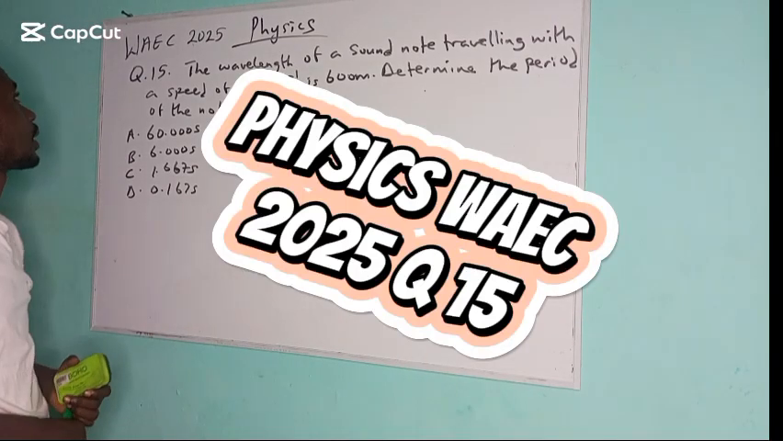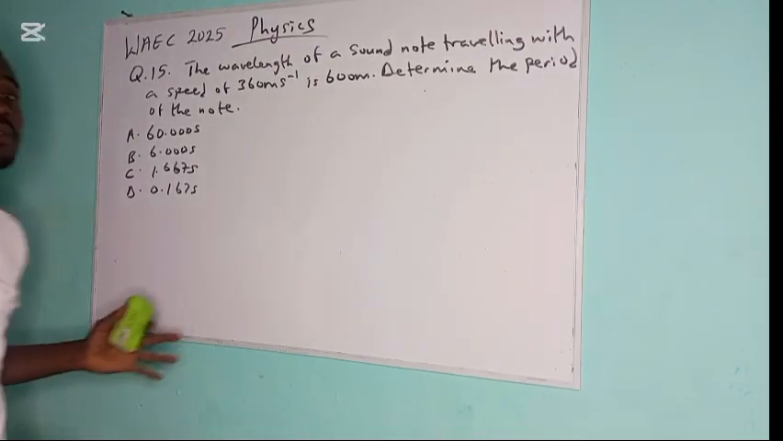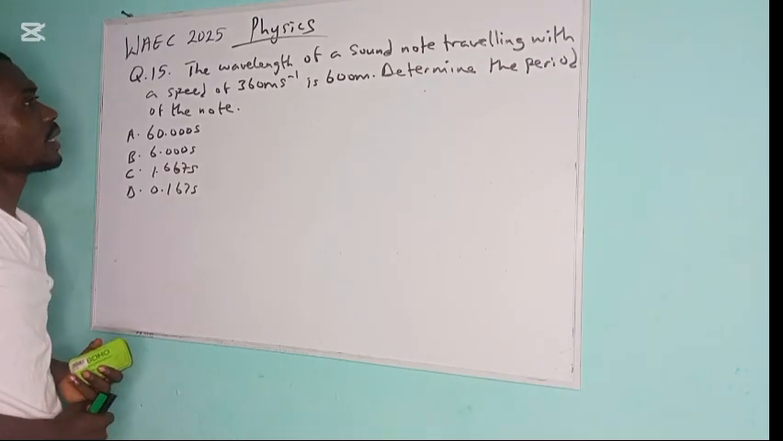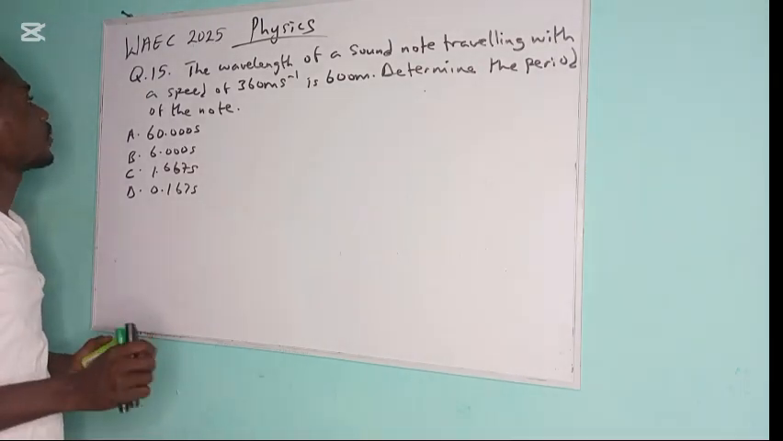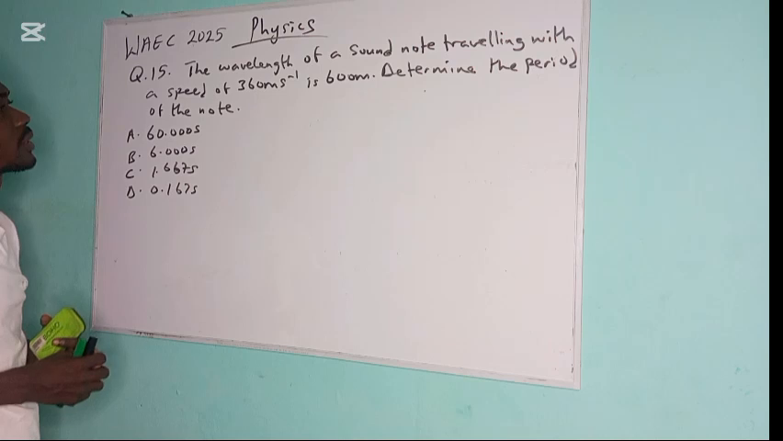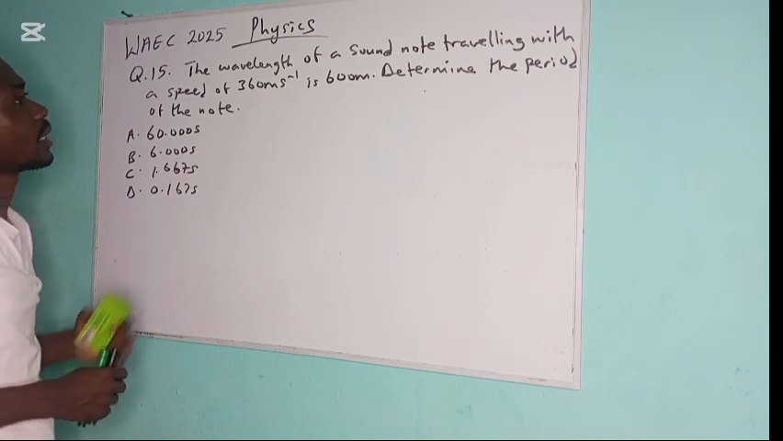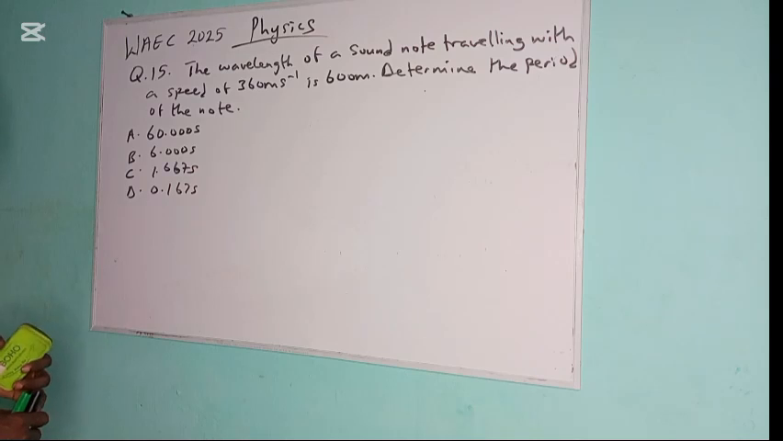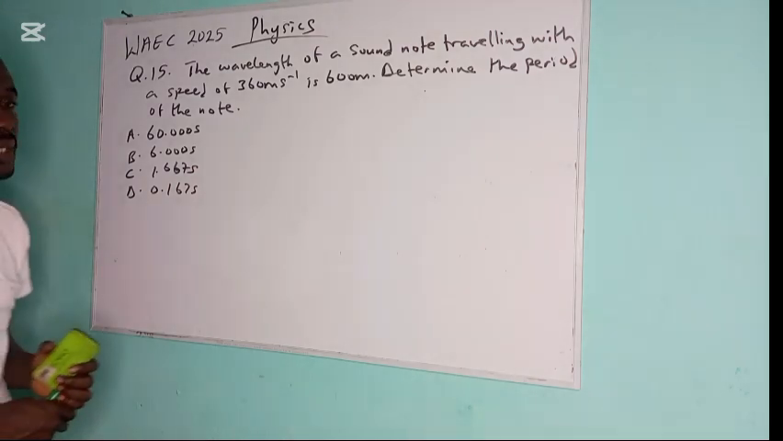Still on physics WAEC 2025. This is question number 15. Let's do it. The wavelength of a sound note traveling with a speed of 360 meter per second is 600 meters. Determine the period of the notes.